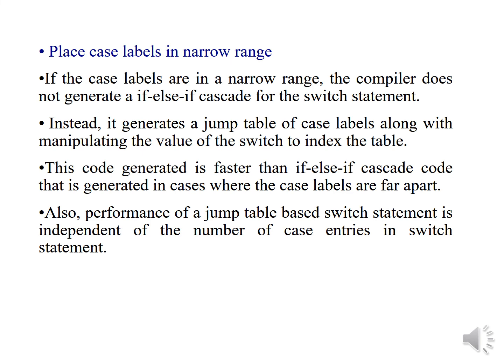Next, place case labels in a narrow range. If the case labels are in a narrow range, the compiler does not generate an if-else cascade for the switch statement. Instead, it generates a jump table of case labels along with manipulating the value of the switch to index the table. This generated code is faster than the if-else-if cascade code that is generated where the case labels are far apart. Also, the performance of a jump table based switch statement is independent of the number of case entries in the switch statement.